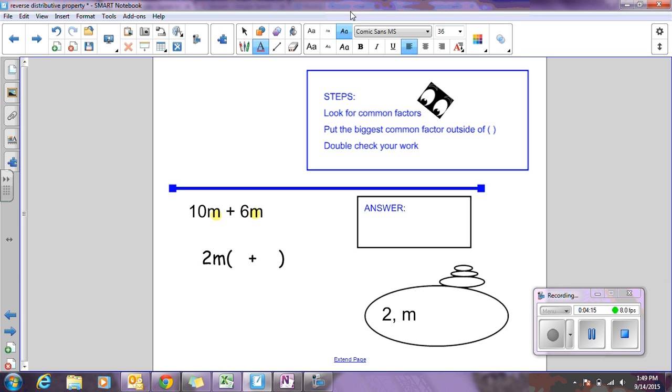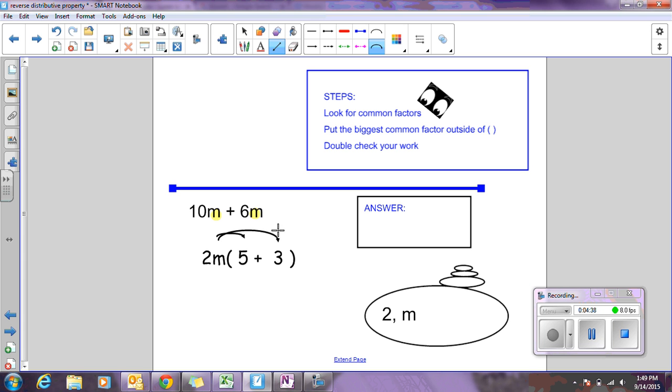Okay, so we're going to be thinking 2m, 2 times what is going to give us 10m? 5. Okay, that was pretty easy. 2 times what is going to give me 6? 3. And then we're going to check it. So we have to go from here to here, and then here to there. Okay, let's check it out.